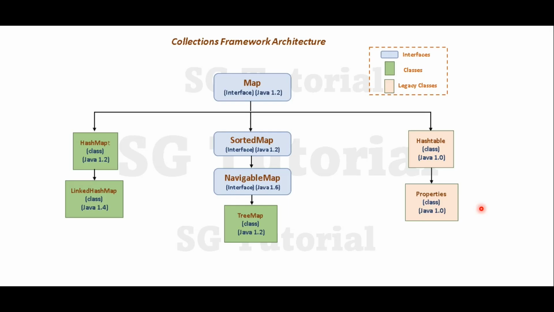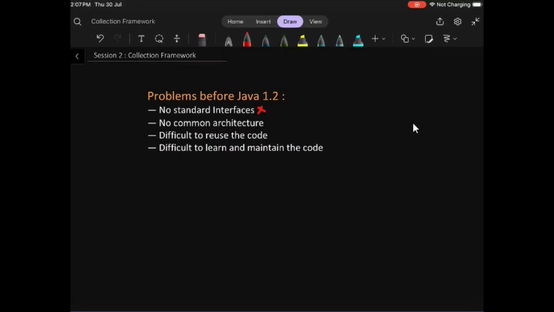Everything looked different, and because of this, developers faced several problems. They had to learn each class separately, and this created confusion because there was no common programming style and no standard interfaces, and due to this it was difficult to reuse the code. So the problems before Java 1.2 were no standard interfaces, no common architecture, difficult to reuse the code, and difficult to learn and maintain the code.